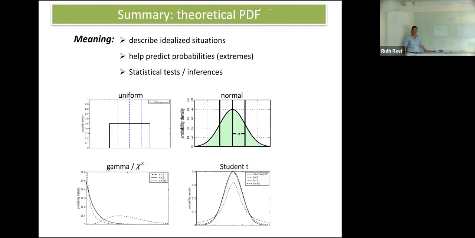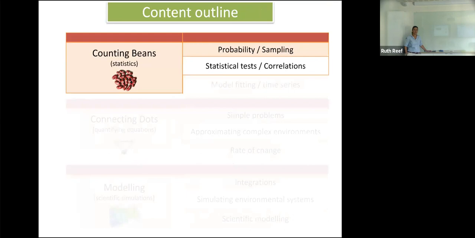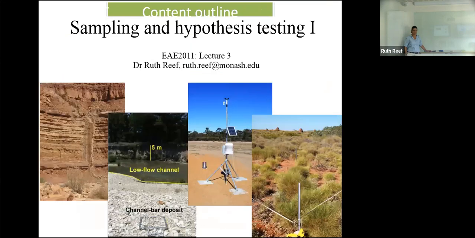So these were the different theoretical distributions we looked at. The student t, from that we get the t-test, the chi-squared, the gamma distribution, which is where we get the chi-squared test. The uniform distribution that requires no stats usually, and the normal distribution that gives us a lot of the parameters that we use to compare means. So that was the probability and sampling part. Now we're going to move on to statistical tests and correlations. And the last part of our statistics component will be time series analysis, which will come later.